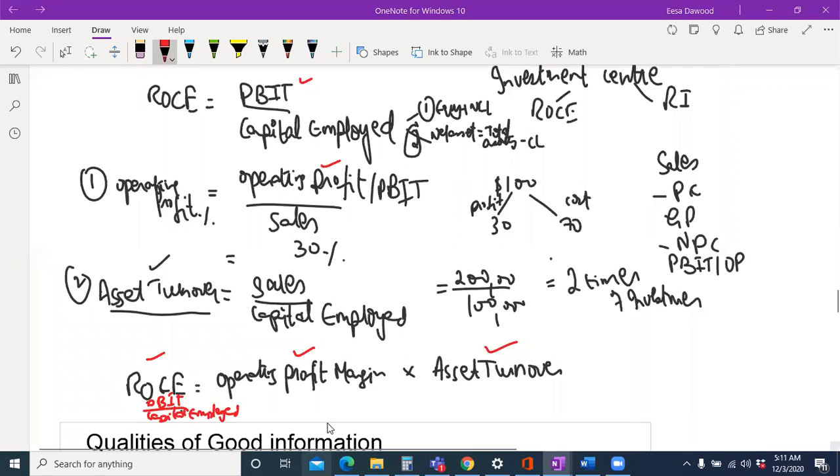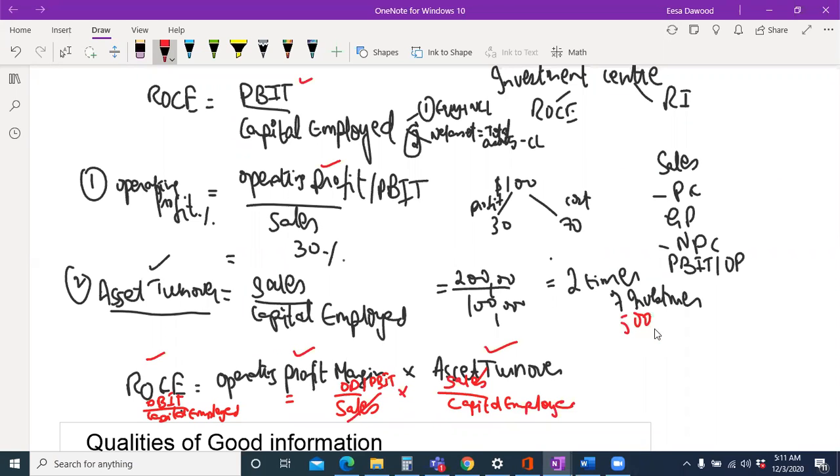And also, if you know the formula for operating profit margin, it is operating profit divided by sales. And now if you know the formula of asset turnover, it is sales over capital employed. So ROC is actually a product of these, because capital employed and sales will cancel. So ultimately, ROC is what? It is operating profit over capital employed. And operating profit is same as profit before interest and tax.